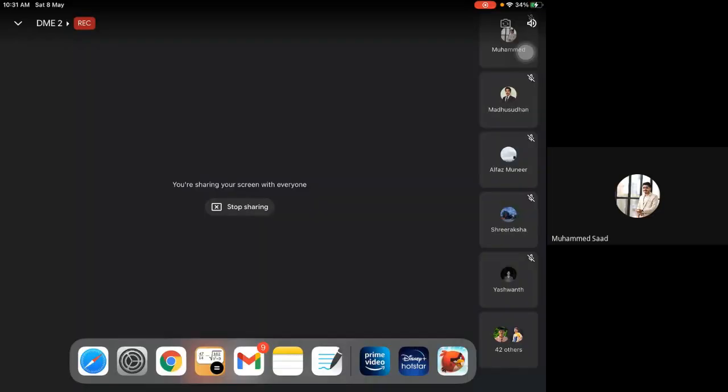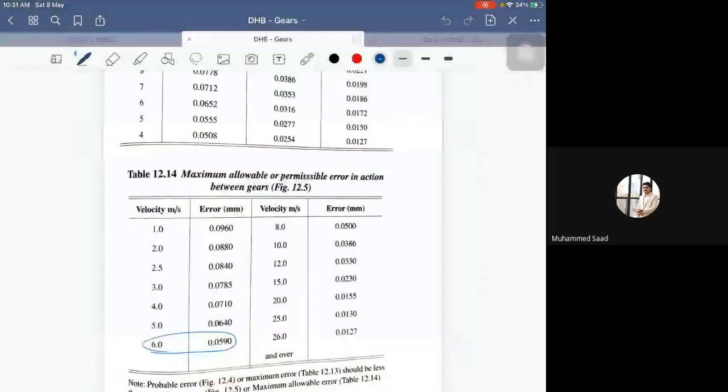Okay. So what is the velocity? 5. So for 5, it is 0.64. Correct? The error value is 0.64.